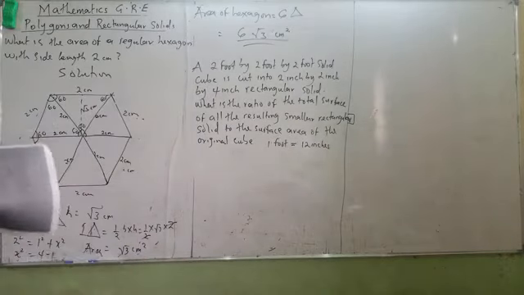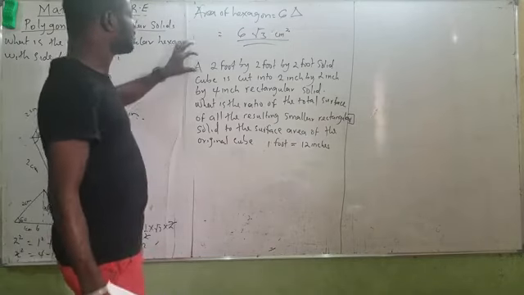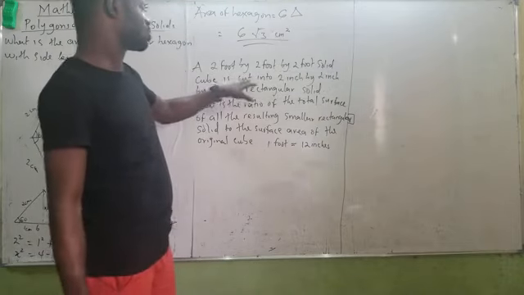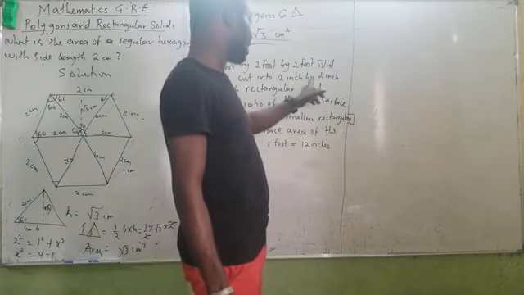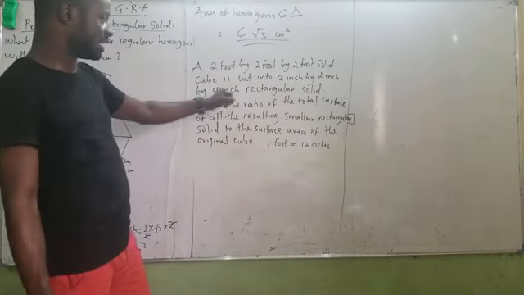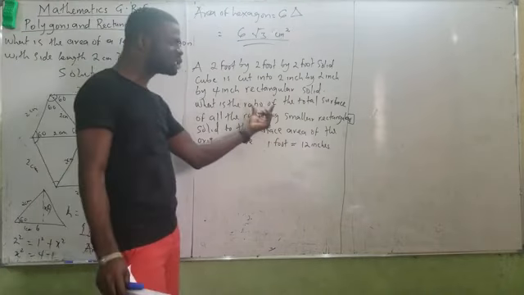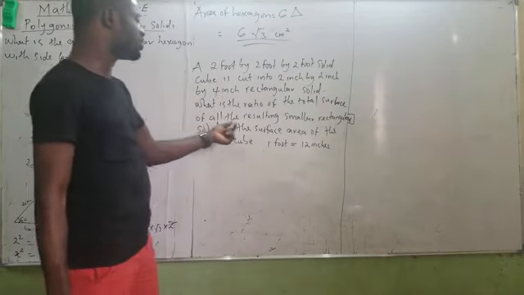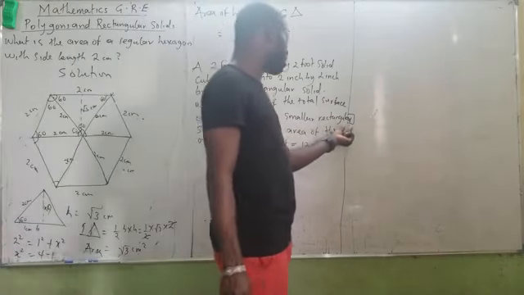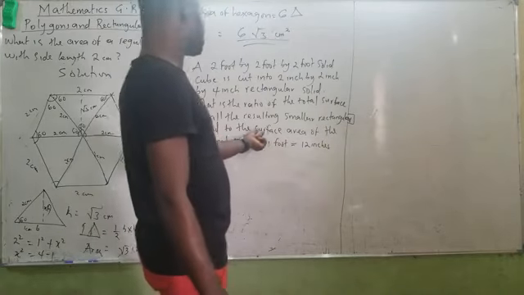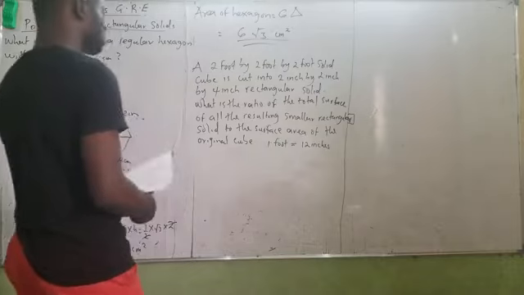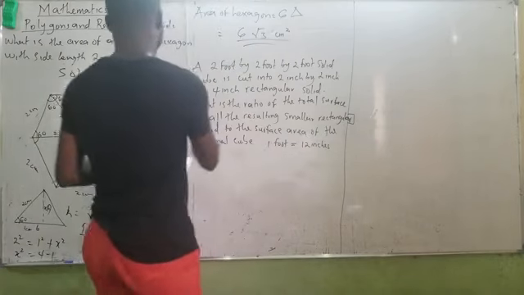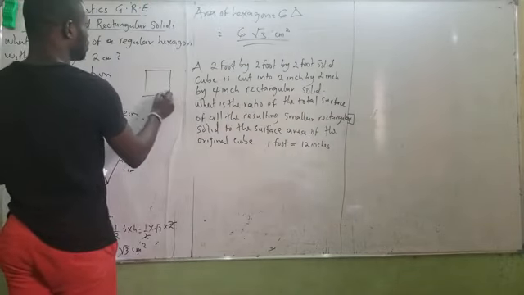Now, this is a very nice question that we need to understand. Let me read again. If a 2 foot by 2 foot by 2 foot solid cube is cut into 2 inch by 2 inch by 4 inch rectangular solids, what is the ratio? We are looking for the ratio of the total surface area of all the resulting smaller rectangular solids to the surface area of the original cube. Now, you know what is called a cube. This is a cube.